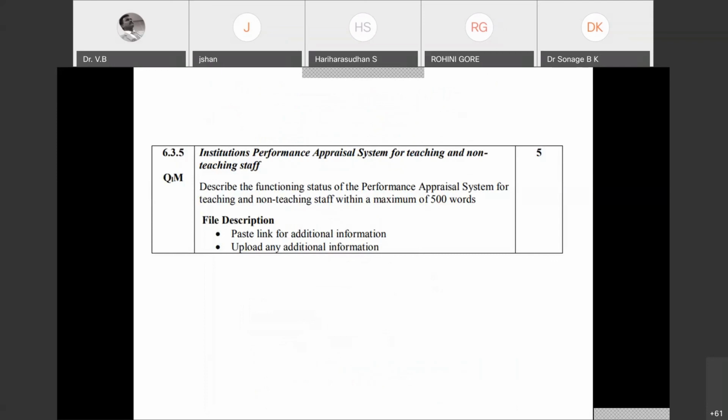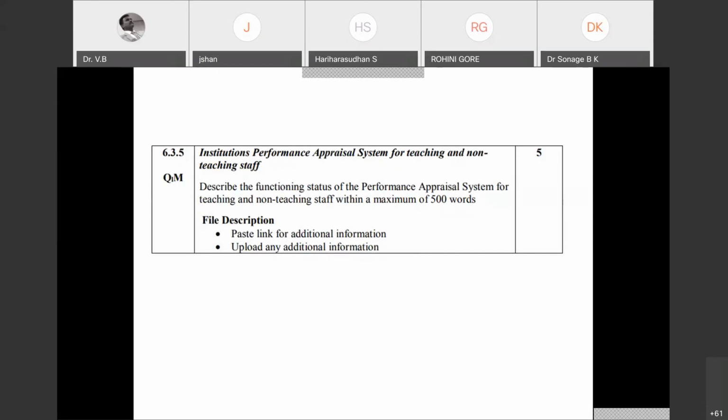Next, institutions' performance appraisal system for teaching and non-teaching. So here, many of the institutions implement academic grade pay. So the promotions and the increments are based on the academic performance of the staff.